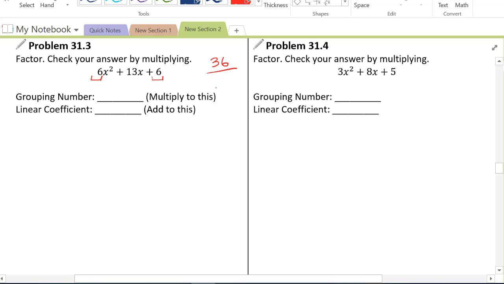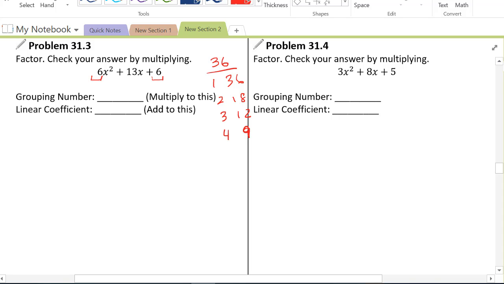So then what do we do now? We list all the factors of 36. What are the factors of 36? Let's start with 1. 1 and 36. 2 and 18. 3 and 12. 4 and 9. And I think that's it. You want to go in order, 1, 2, 3, 4. List them in order.